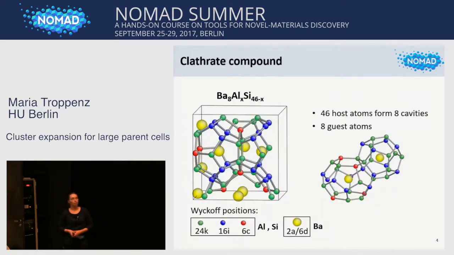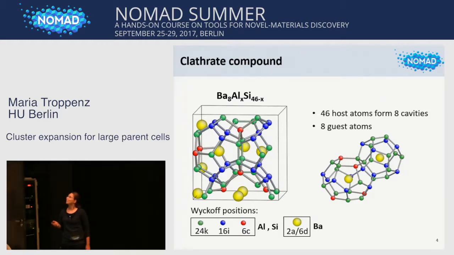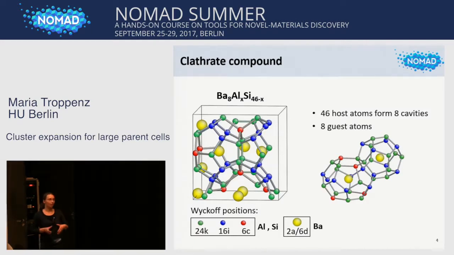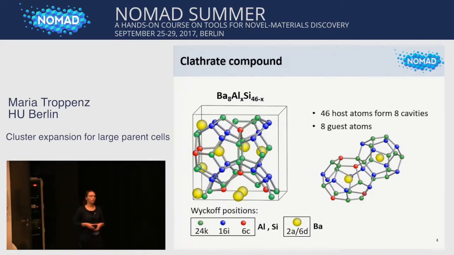As a material, an example for such a complex unit cell is the clathrate compound. The clathrate compound of type 1 has a complex unit cell consisting of 54 atoms. It has a host structure forming 8 cages. The host structure consists of 46 substitution sites, sitting at 3 different Wyckoff sites: the 24k in green, the 16i in blue, and the 6c in red. Inside the 8 cages, one puts guest atoms, which are usually heavy elements, and they should scatter phonons.